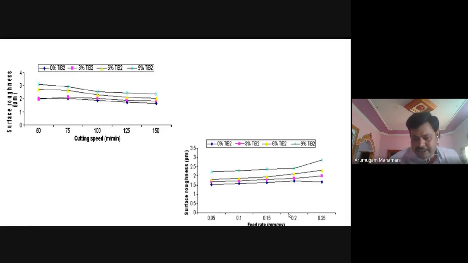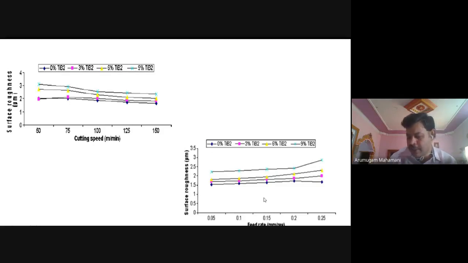Then again, feed rate versus surface roughness. This is one of the highly influencing parameters for surface roughness. If you are increasing feed rate, what happens? The scratches will come, even in a lathe. Practically you can see it, right?